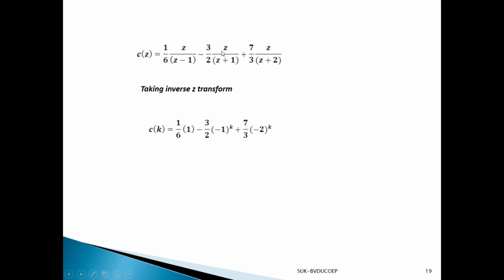So this is now my equation, and then taking the inverse z transform, z over z minus 1 is 1, z over z plus 1 is minus 1 raised to k, and z over z plus 2 is minus 2 raised to k. So it is not so difficult. The only important thing is to remember the shifting property correctly and the table for the inverse z transform. Partial fraction everybody has practiced a number of times in the mathematics paper.